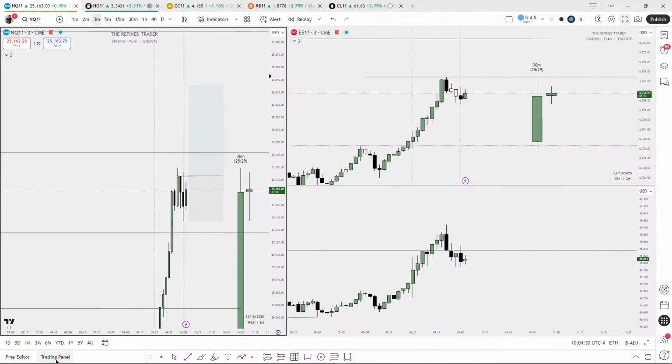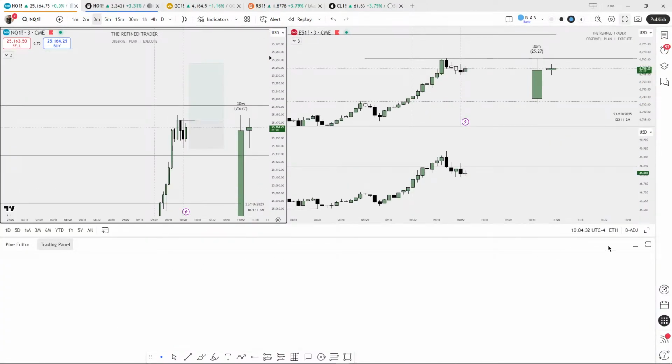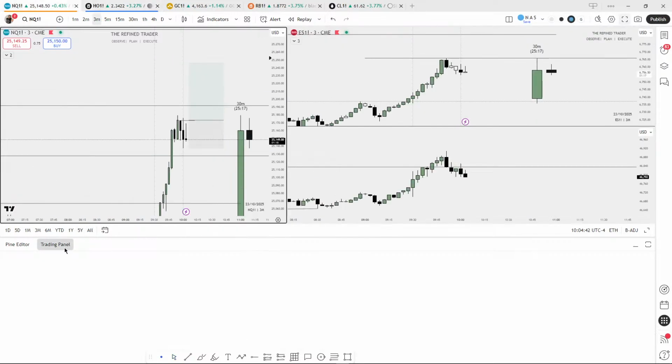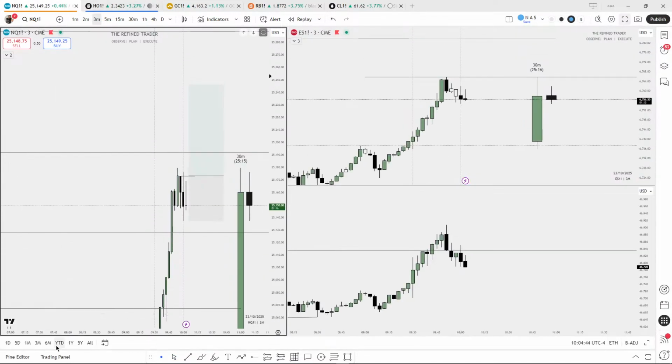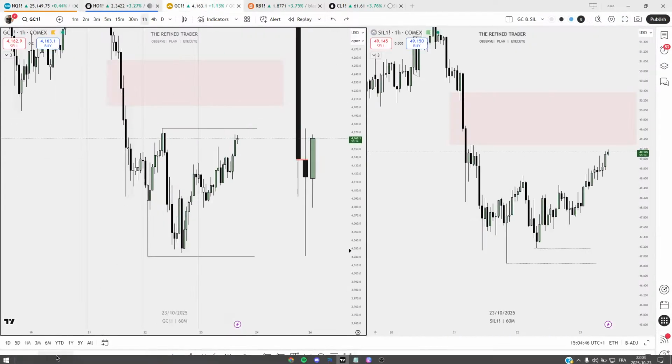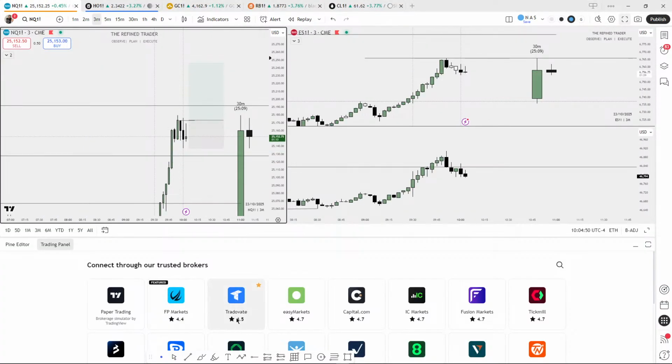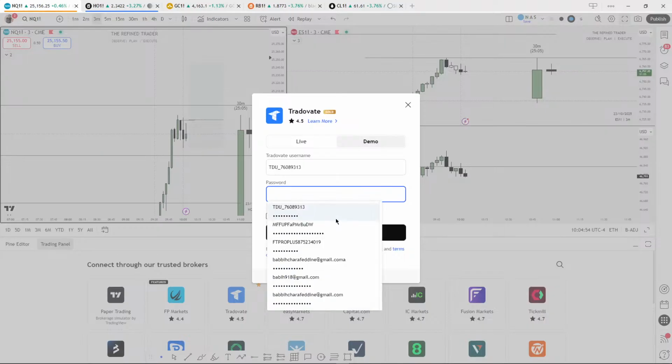Let me get my account. What? Come on, why is nothing showing up here? Trading panel? What? None of them is loading. Trading panel? All right, that's good. Connect.